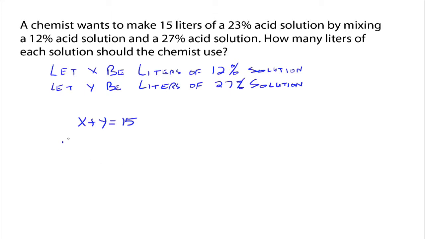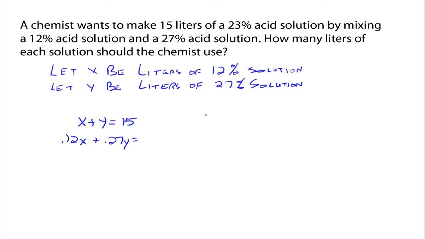So you have the percentage, change to the decimal number, so 0.12 times x, right? And then we've got the 27, so 0.27 times y, right? So this is going to be the total of these x liters. 12% of those x liters is pure acid there, right? And of this other acid solution, 27% of the total number of liters y is pure acid.